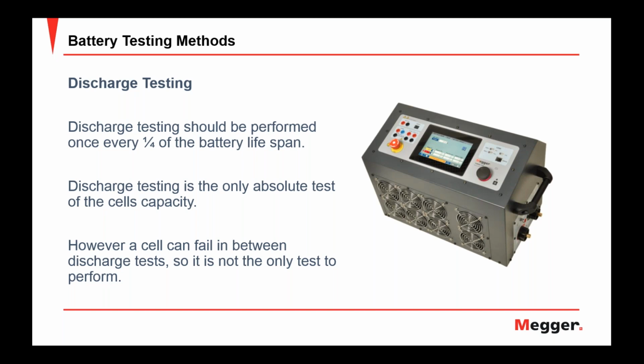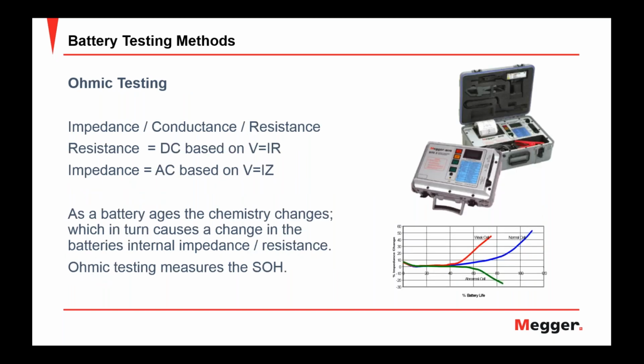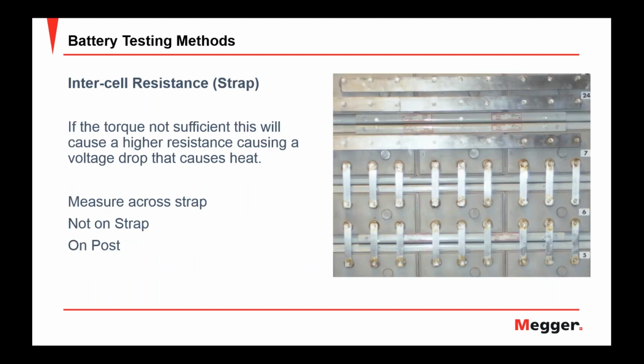So this is a long test to do. This is why it's only done every quarter of the lifespan of the battery. Ohmic testing is either going to draw or inject a current through the battery and then look at the voltage drop across the battery. In this way, it will determine the resistance or impedance of the battery. As the battery ages, its chemistry changes.